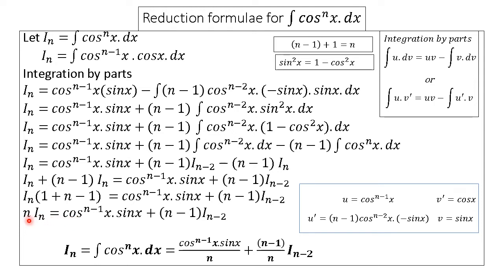Dividing throughout this equation by n, In is equal to integration of cos to the power n x dx. In means this is our given function, isn't it? Given integration: integration of cos to the power n x dx is equal to cos to the power n minus 1 x into sin x divided by n, plus n minus 1 divided by n into In minus 2. This is the reduction formula for integration of cos to the power n x dx.